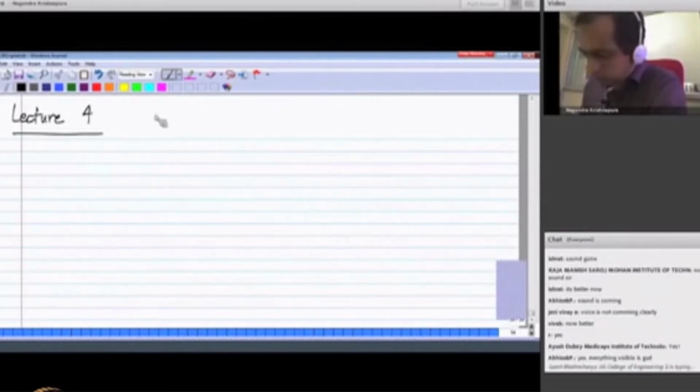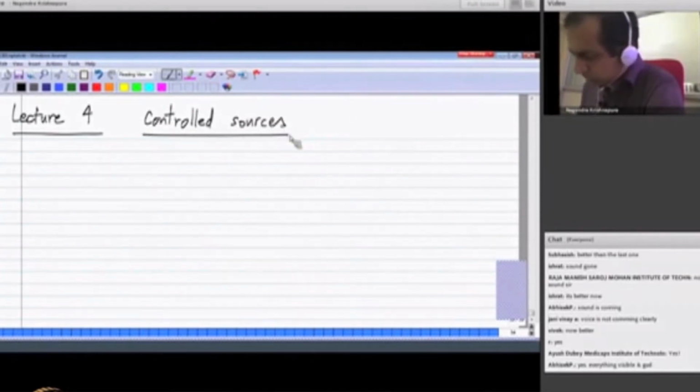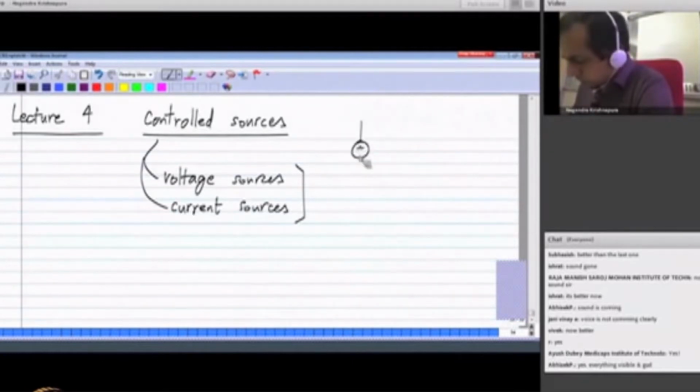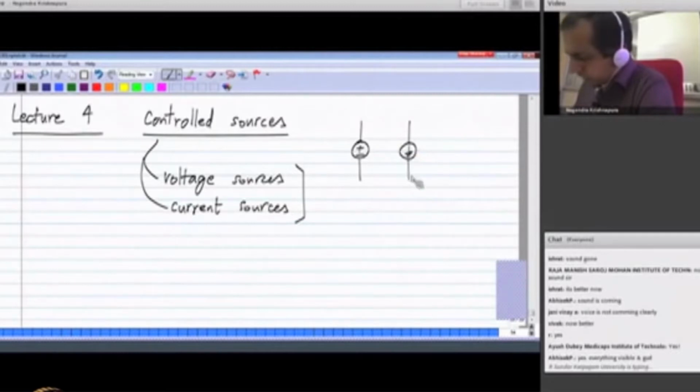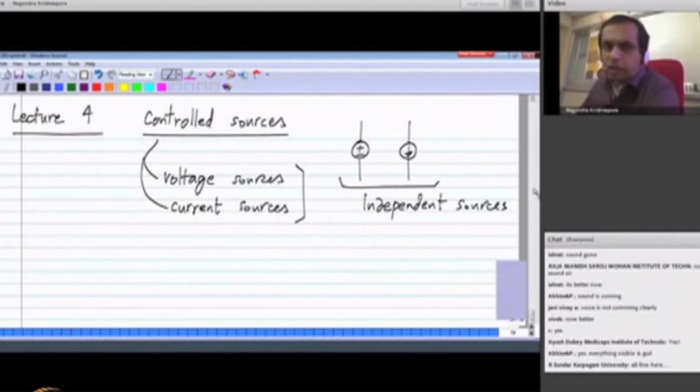In this lecture, what we will do is discuss what are known as control sources. Now, when I say control sources, what I mean is they are either voltage sources or current sources, but the voltage sources and current sources that we discussed so far, denoted by these symbols, are known as independent sources.